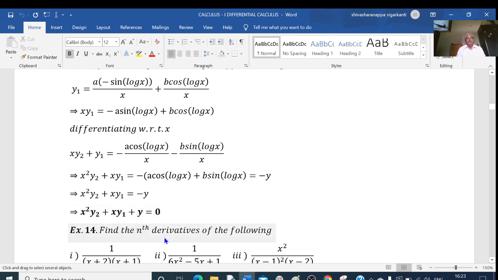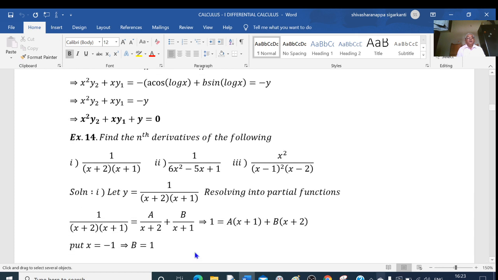Next example, find the nth derivative of the following. Number 1, 1 by x plus 2 into x plus 1; 2, 1 by 6x square minus 5x plus 1; 3, x square by x minus 1 square into x minus 2. To find the nth derivative of such functions, we have to resolve them into partial fractions, making them in 1 by ax plus b form. So I will consider the first example, y equal to 1 by x plus 2 into x plus 1.